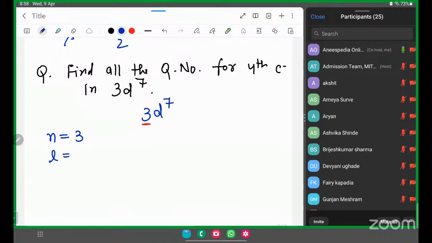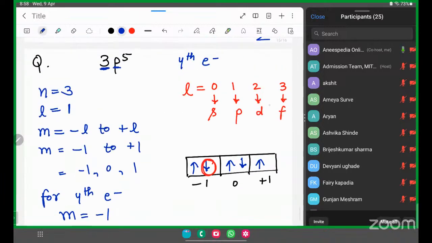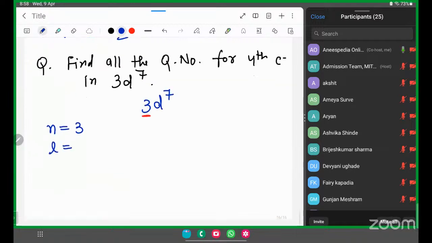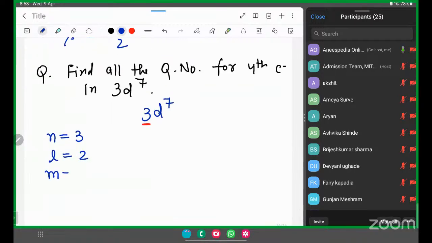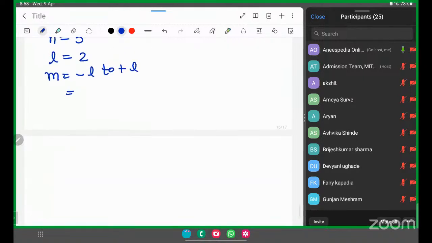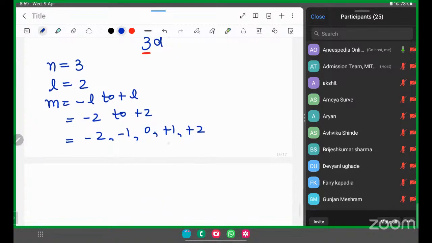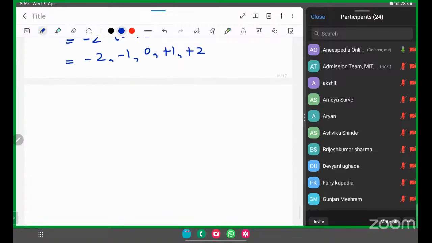What will be the value of L? For D, the value of L is 2. What will be the values of M? This will be minus L to plus L, so from minus 2 to plus 2, which gives minus 2, minus 1, 0, plus 1, plus 2. So there are a total of 5 different values of M, which indicates that there will be 5 orbitals in the D subcell. So the D subcell has 5 orbitals: 1, 2, 3, 4 and 5.